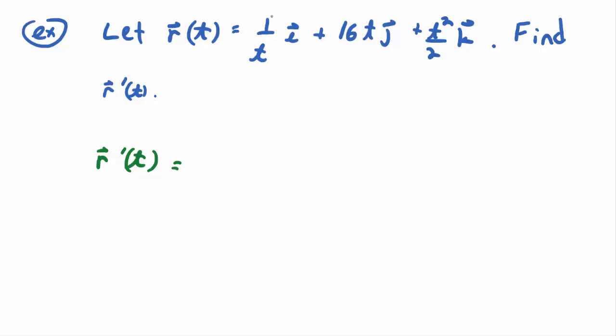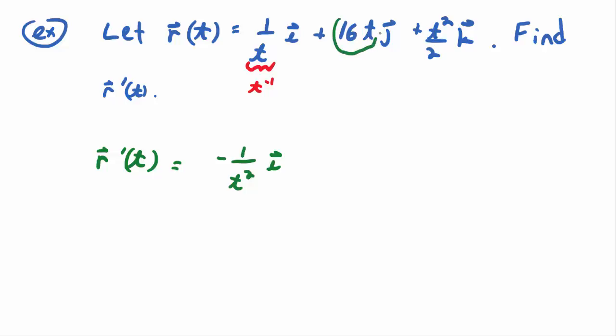anybody remember what the derivative of 1 over t is? It is negative 1 over t squared, yeah. If it helps, think of 1 over t as t to the negative 1 and use the power rule, right? Bring the negative 1 down and subtract 1. You get the opposite of t to the negative 2, which is the opposite of 1 over t squared. Okay, and then that's times i, right? So that's the first component of our derivative.